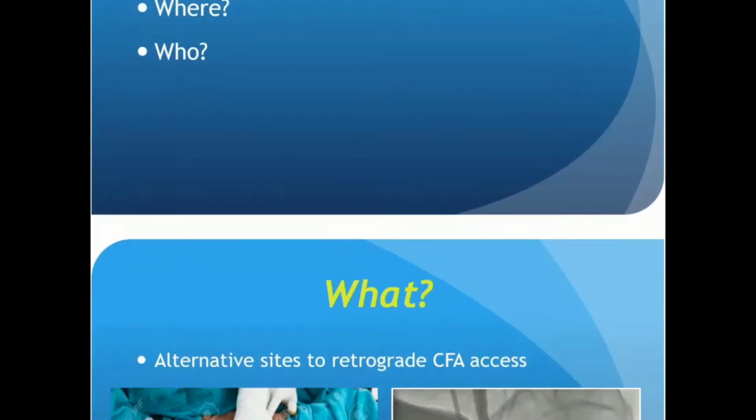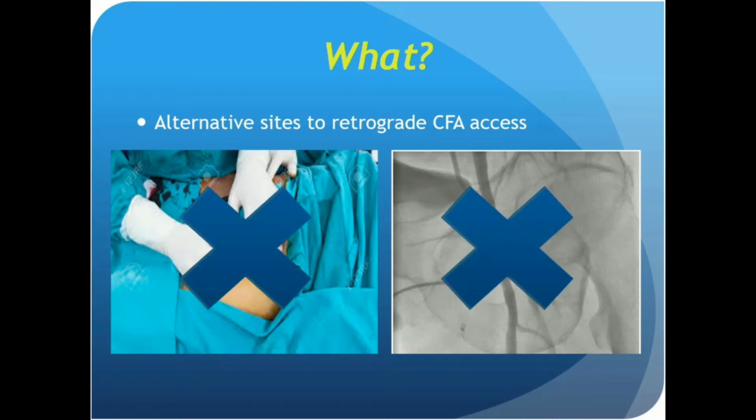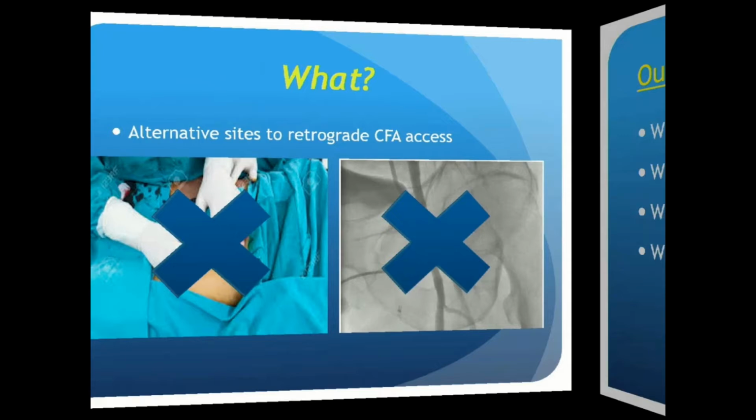Let's start with what is alternative access site? Basically, the fair definition of that is everything except retrograde common femoral artery access that all of us are accustomed to. So all the access sites and directions are considered alternative access sites.